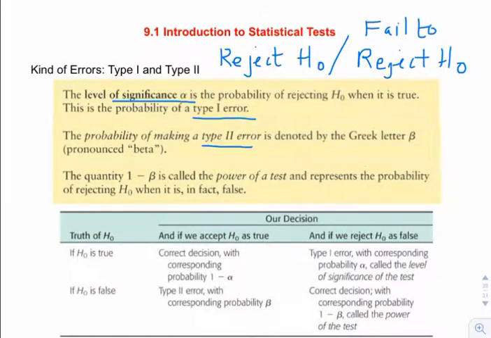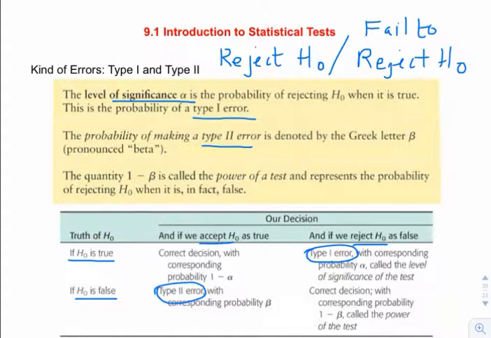Okay, so let's look down at our table. Type 1 error says that H naught is true, but we rejected it. Type 2 error, H naught is false, but we didn't reject it. We did accept it as true. So there are two types of errors. You reject when you shouldn't have, or you accept when you shouldn't have.